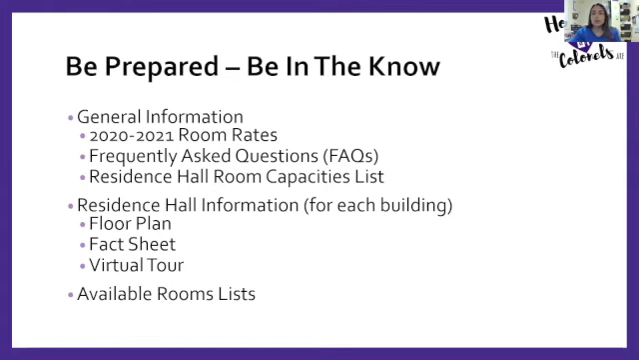So under our general information, we have first and foremost our 2020-2021 room rates. What this document essentially does is provide a breakdown of the costs for each specific tier of housing. So for folks that may be unfamiliar with our housing room rates, Bell Hall is a very different cost than a general room in Milton Hall. So the costs represented in that document represent the full academic year.